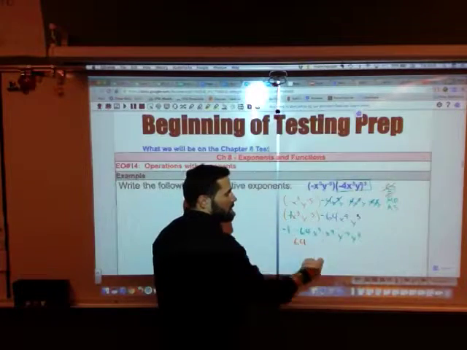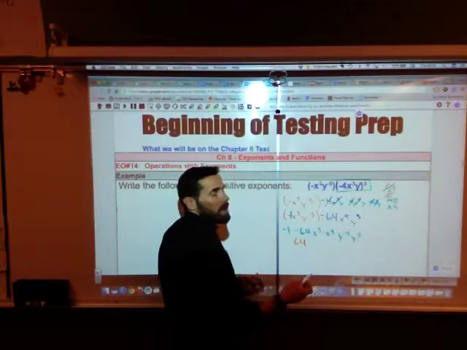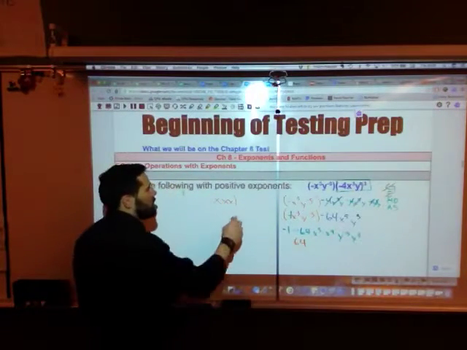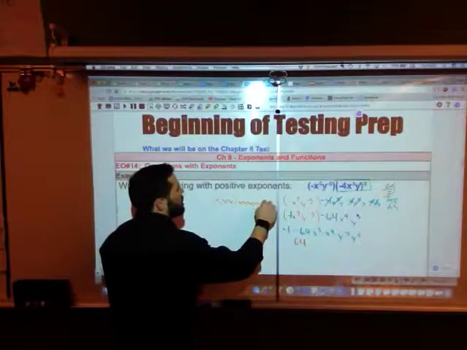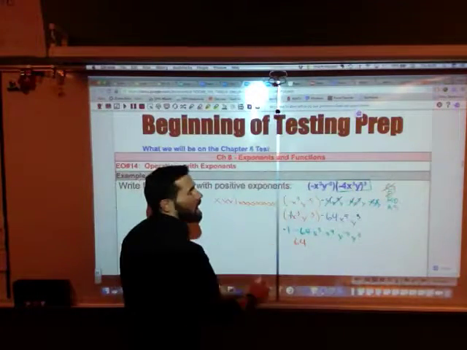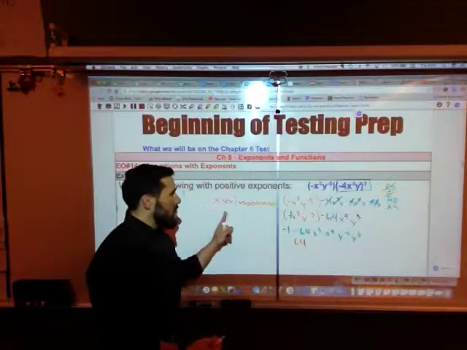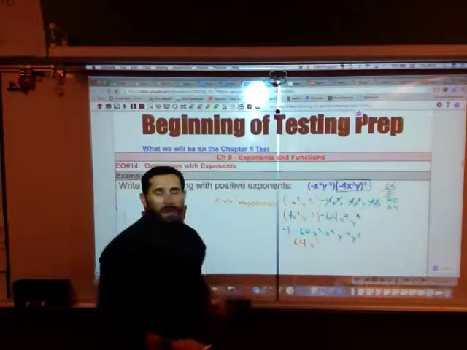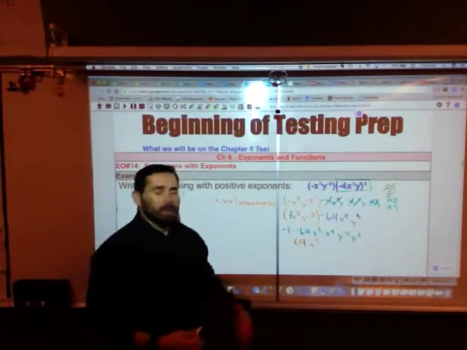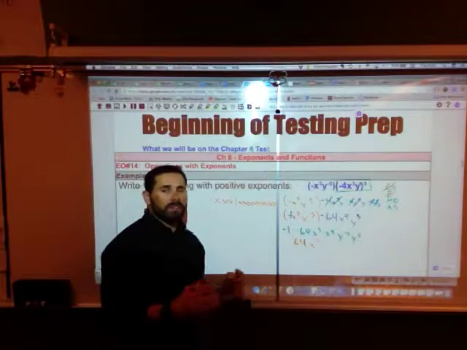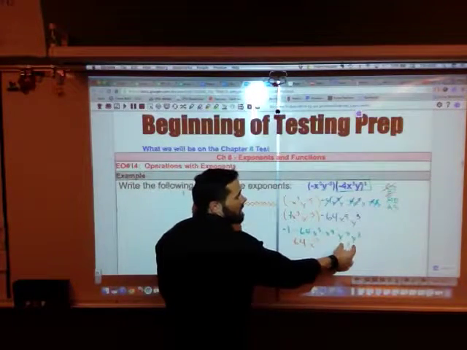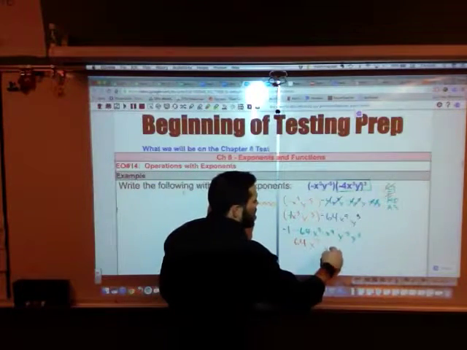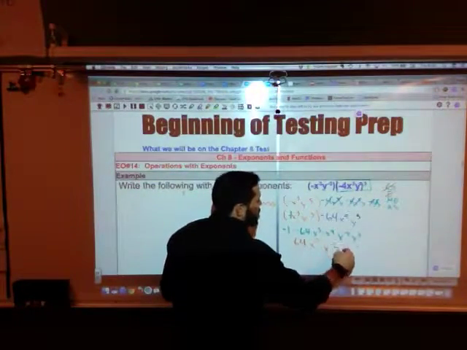X cubed times x to the 9. I could expand it out. That'd be x times x times x. That's what x cubed is. Multiplied by 1, 2, 3, 4, 5, 6, 7, 8, 9 x's. So I just add up how many x's I have. Repeated multiplication is what exponents are about. And it's x to the 12th. Or I can just add the exponents when I'm multiplying. As long as the base is the same, I can add the exponents. So here the base is the same. Both of them are y's. I can add up those exponents. And negative 5 plus a 3 is a negative 2.